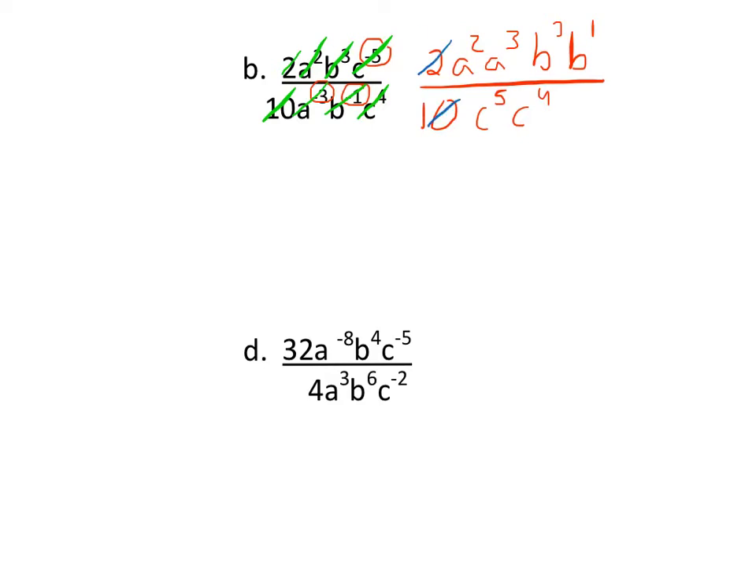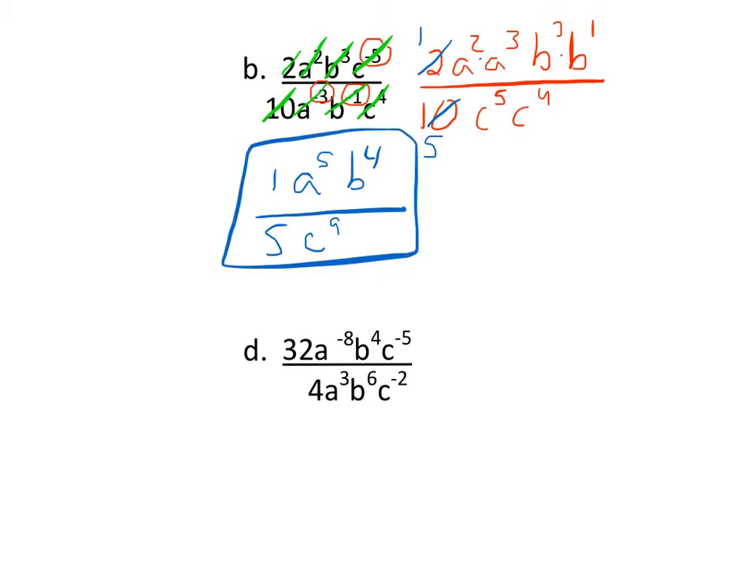2 and 10 simplify to 1 and 5. So we have a 1 and a 5. We have a squared times a to the third, which gives us a to the fifth. Then we have b to the third power and b to the first power. The bases are being multiplied, so we add our exponents and we get b to the fourth. On the bottom, we have c to the ninth. And that is our answer.